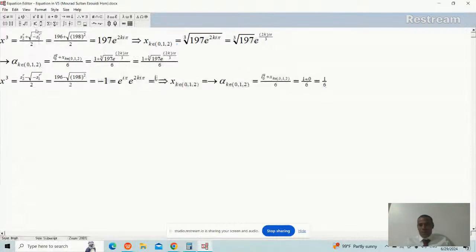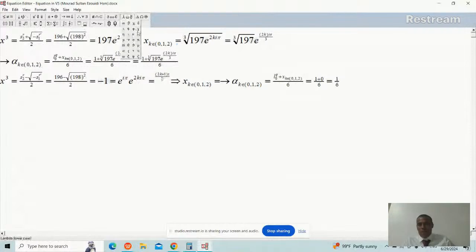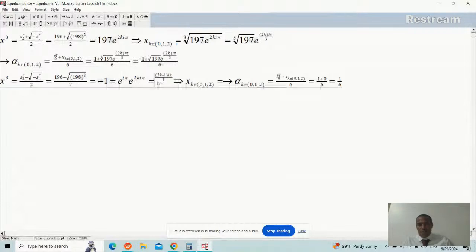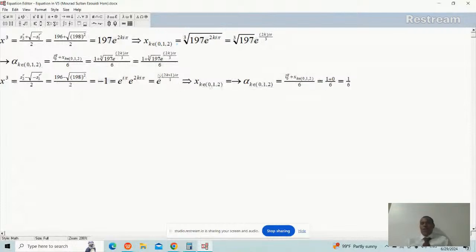Exponential, then between parentheses 2k plus 1 i pi, divided by, where is i pi, Mr. Murad? This is i pi divided by 1. And this is exponential. Learners, the power here is 3. So for xk, you should find the cube root of this. Therefore, xk is that, learners. It's clear. That is equal to, I will make it here, divided by 3.